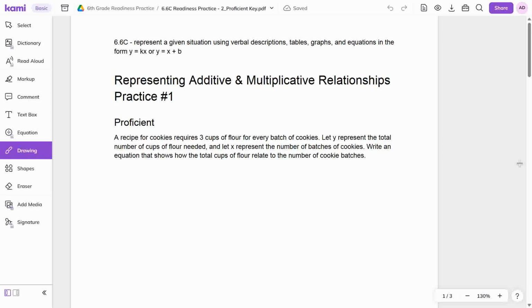Today we are looking at the 6th grade concept of representing additive and multiplicative relationships. This is 6.6c Readiness Practice, the Proficient version.